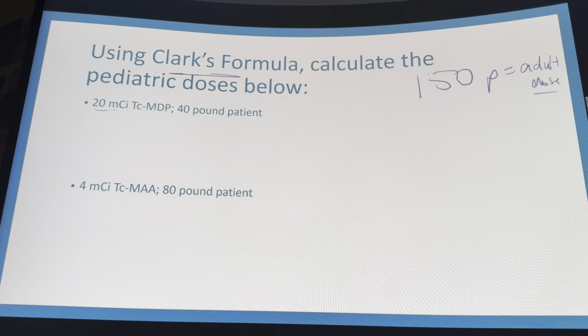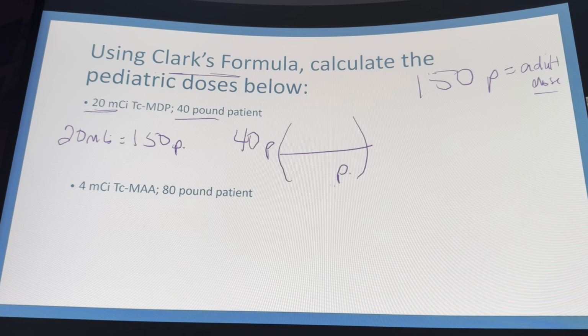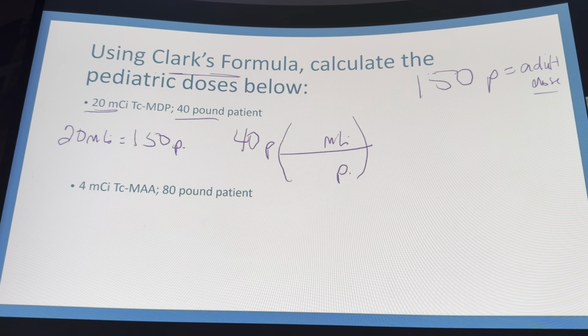So in this equation, 20 millicuries is the adult dose. So that means 20 millicuries equals 150 pounds. My patient weighs 40 pounds. Start with what I'm given. 40 pounds, whatever's on top goes on bottom. Millicuries on top. 150 pounds on the bottom, 20 millicuries on top. Pounds cancel. 40 times 20 divided by 150. We have 5.3 millicuries.